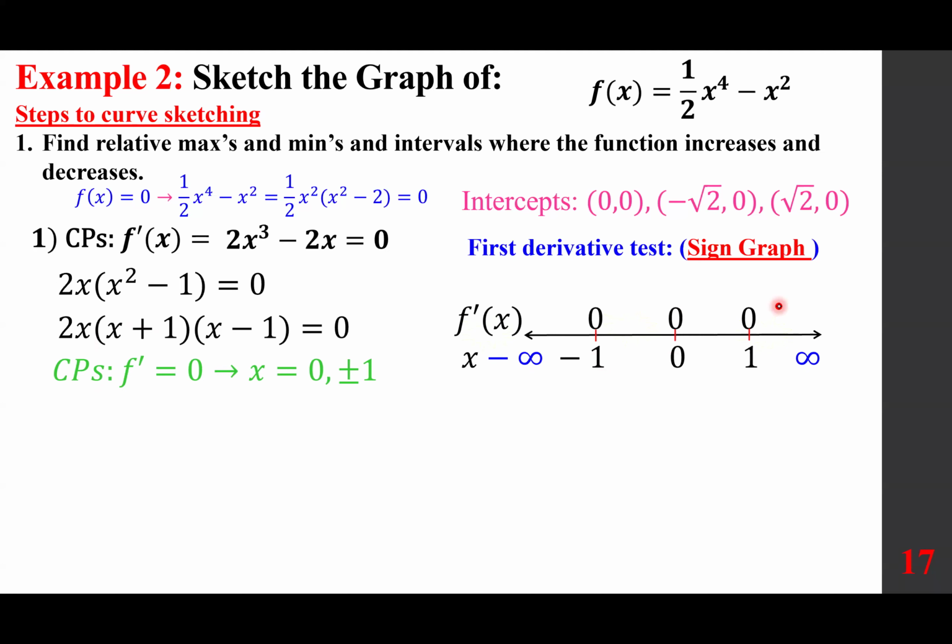We are going to use test points, but before we do that, please understand that they will alternate. The reason why: 2 is positive. It's important that this is positive, so it doesn't change anything. x has exponent 1, x plus 1 has exponent 1, x minus 1 has exponent 1. They will alternate. If any of them has an even exponent, then both sides will be the same. Let's assume this was x minus 1 quantity squared. So at 1, both sides will have the same sign. But in this case, they will alternate. Again, I'm reminding you of what you should know from algebra.